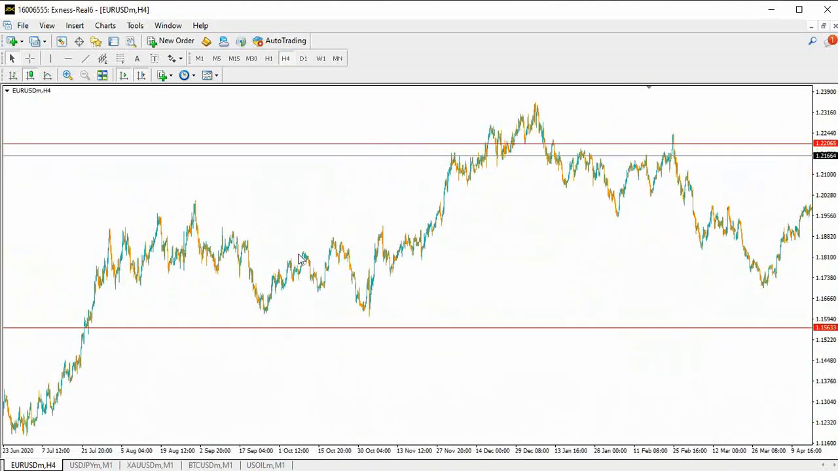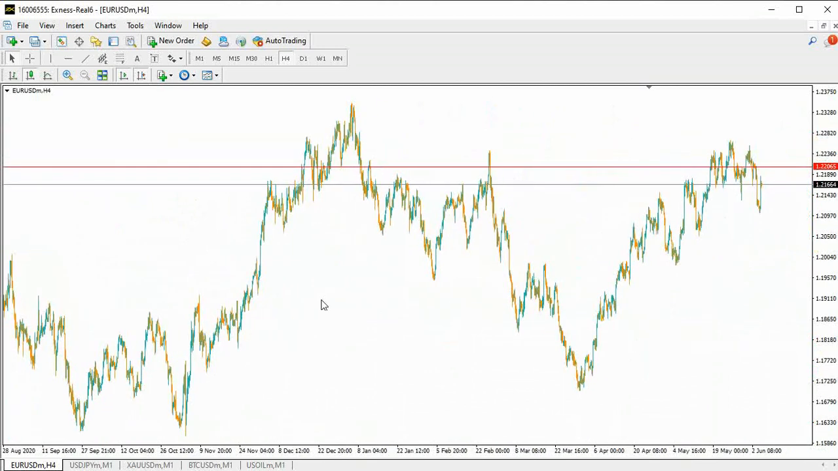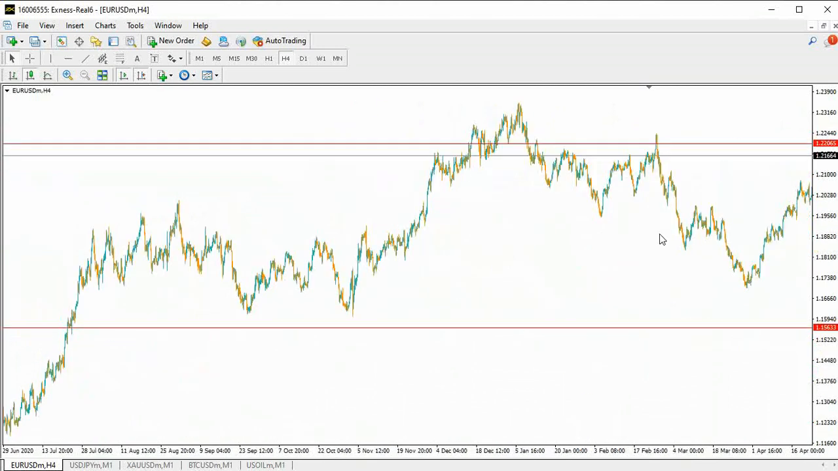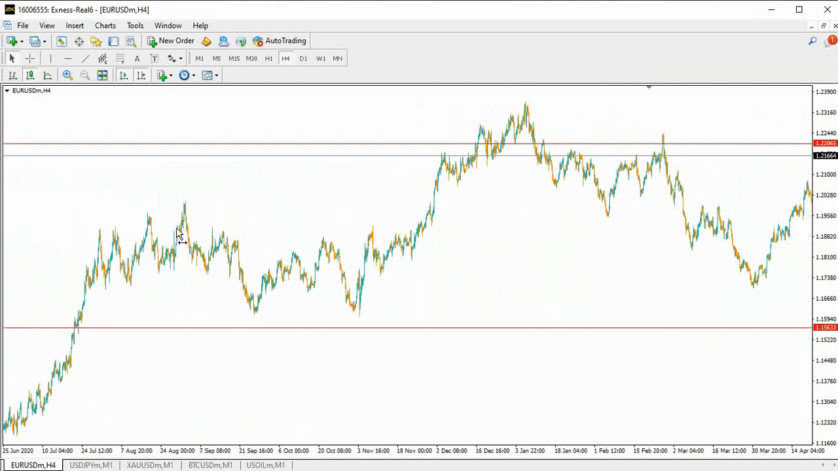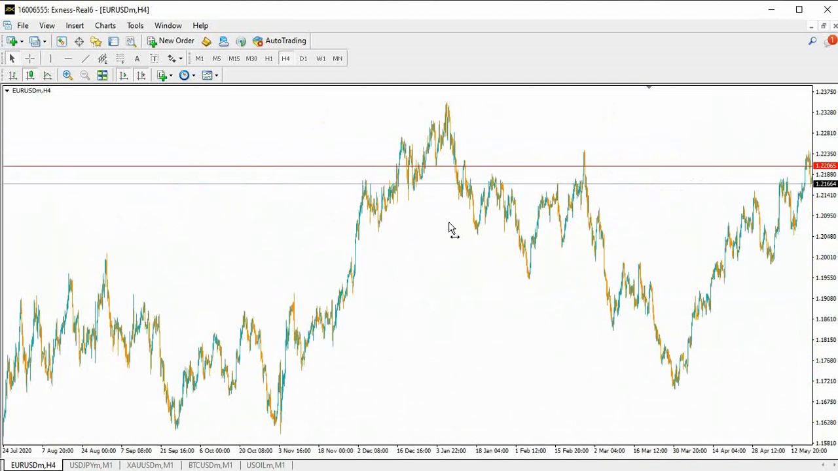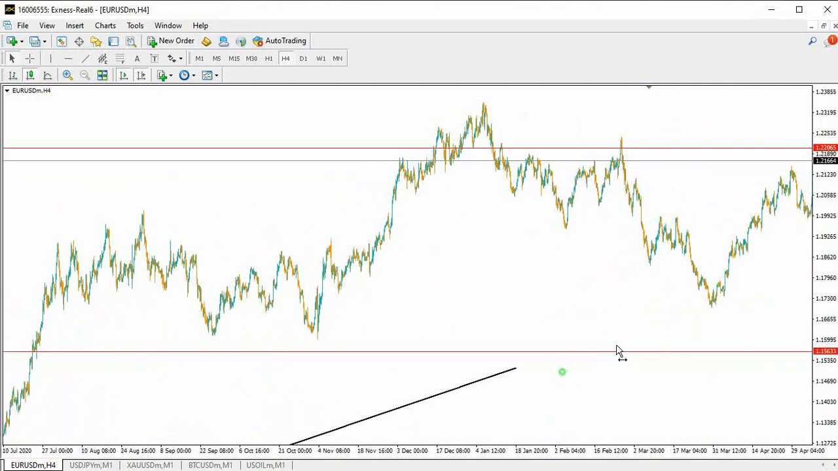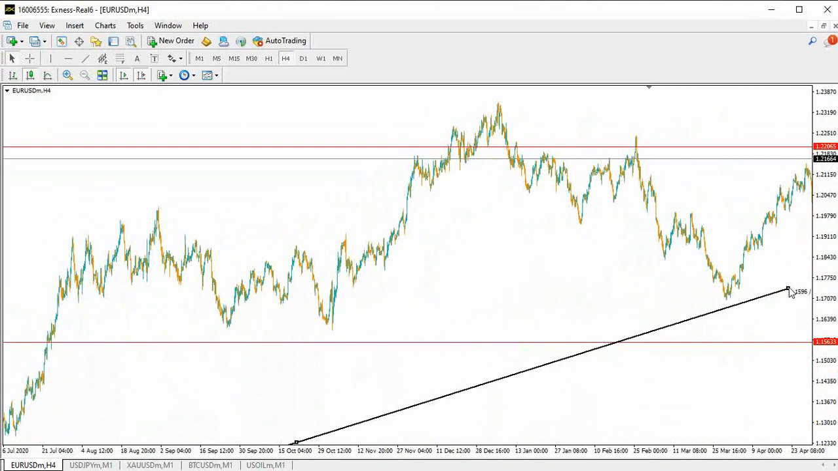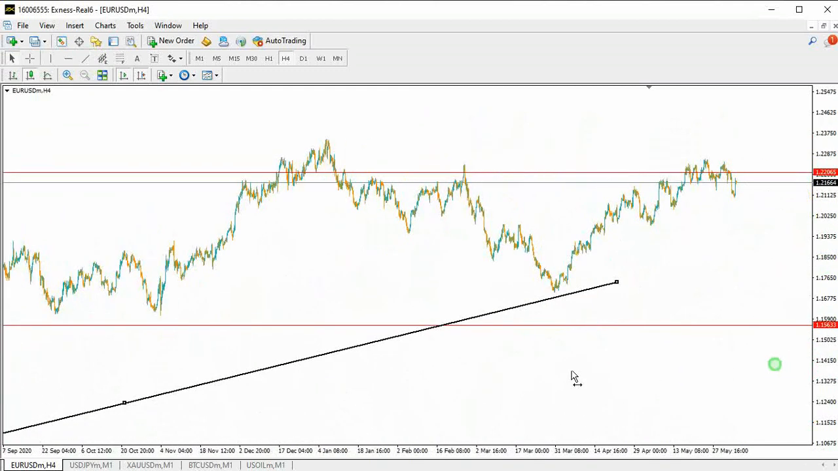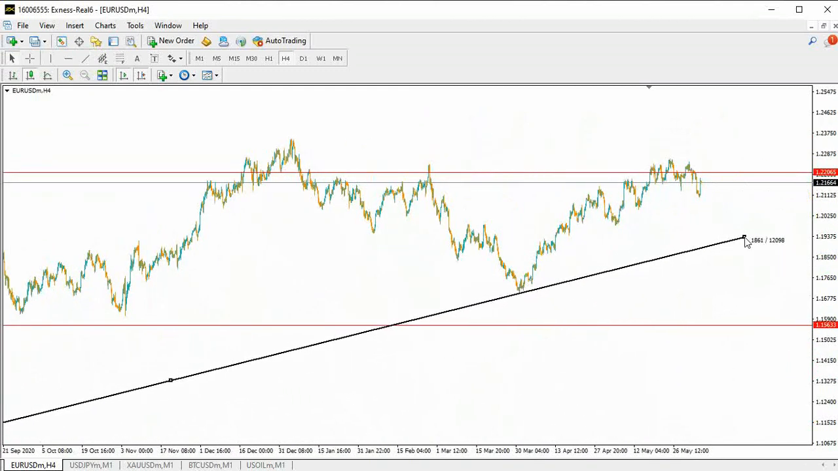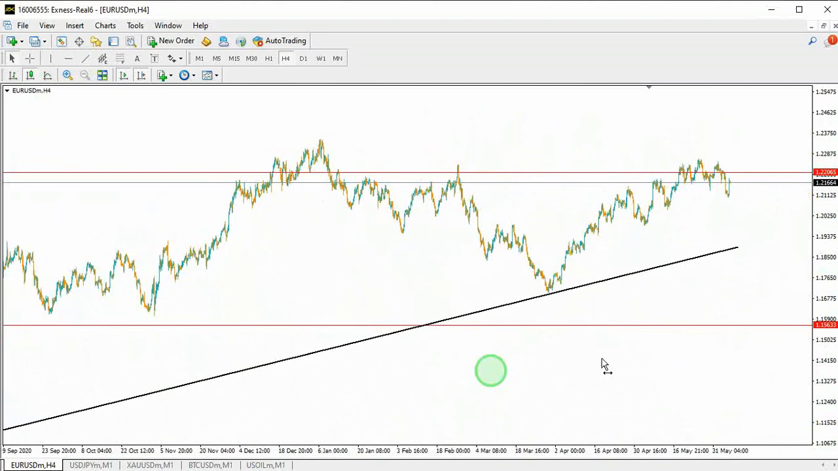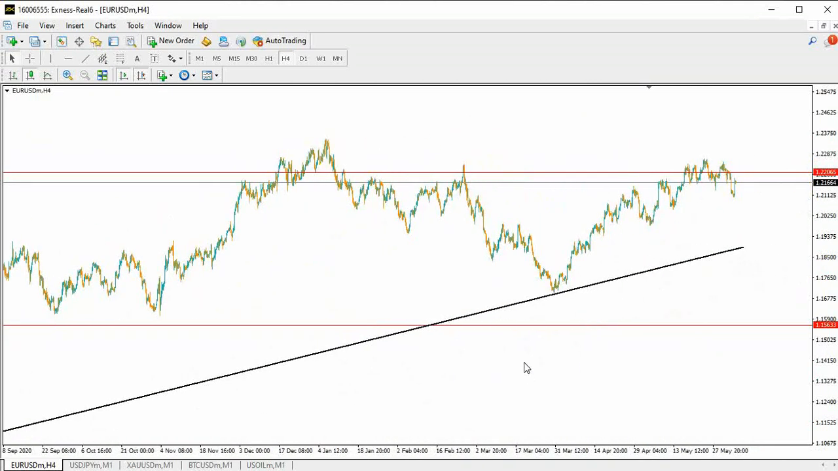As you can see that EURUSD has been in an uptrend between these points. So if we draw our trend lines, we see that price has been in an uptrend. We see that price has been in an uptrend for quite some time. So now we've identified what our trend is. Our trend, we're in an uptrend.